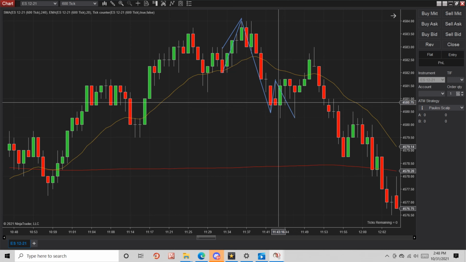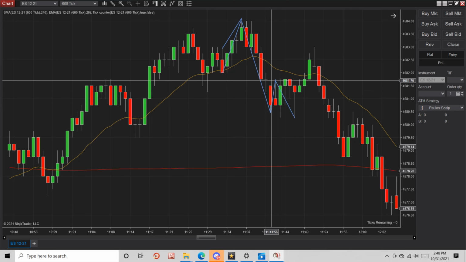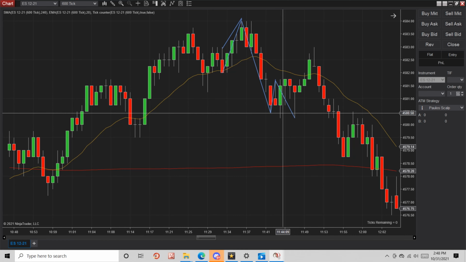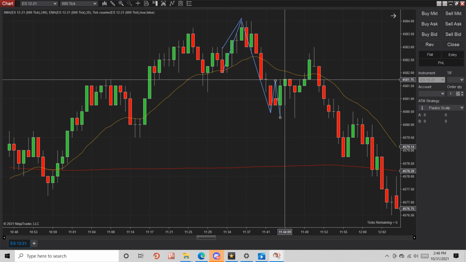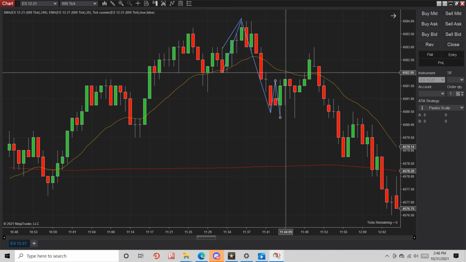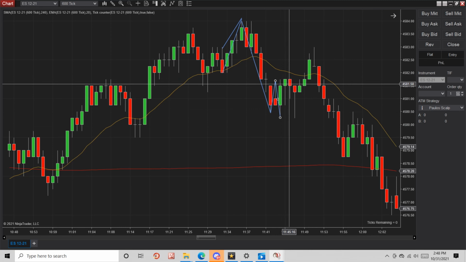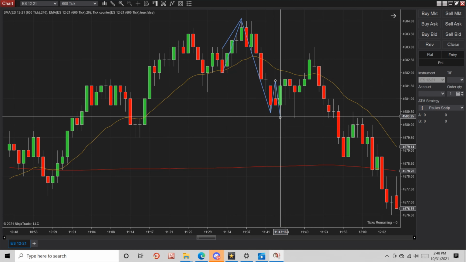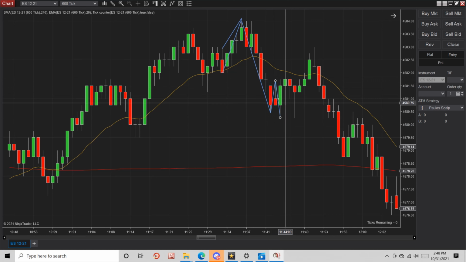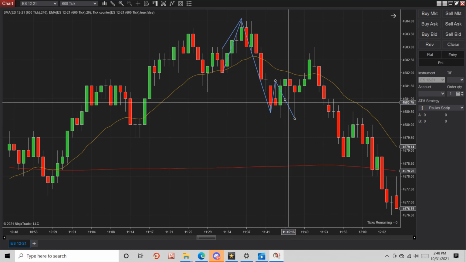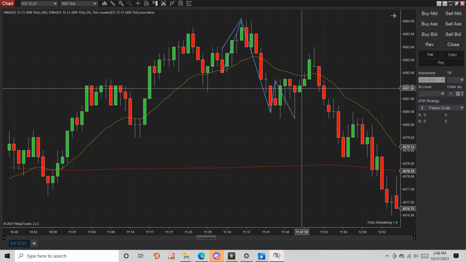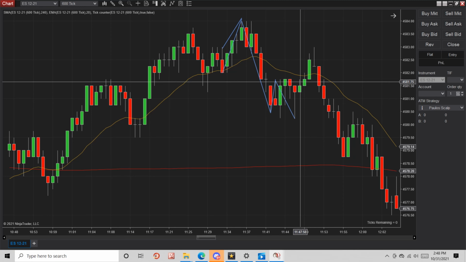The reason why the end of our second pullback does not end right here is because we do not make a new high or show the end of our third leg here. We do not show the end of our third leg, so we would not buy here. Right here would be the end of our third leg. That's demonstrated because we made a new high right here.